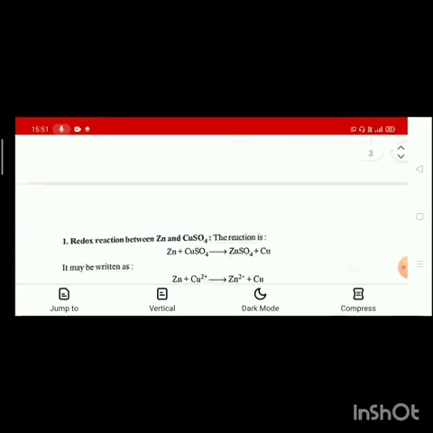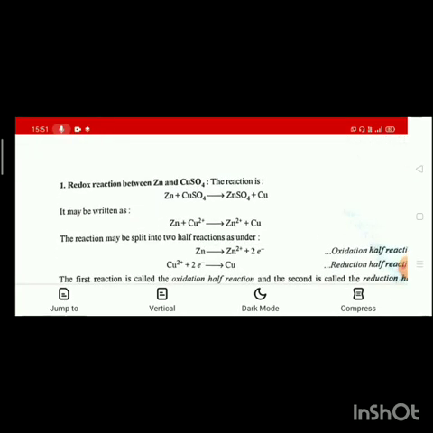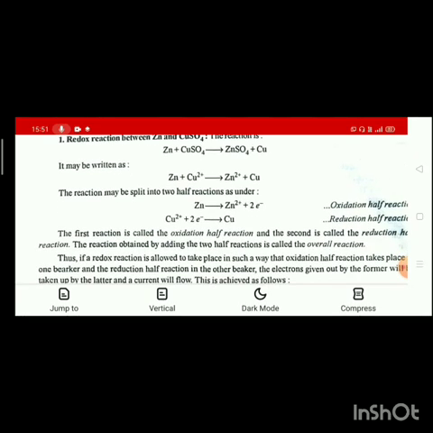How a redox reaction can be used to produce electrical energy, leading to the formation of an electrochemical cell, can be understood by taking the above two examples of redox reactions again. Redox reaction between zinc and copper sulfate: zinc plus copper sulfate to form zinc sulfate plus copper; zinc plus copper 2+ ion to form zinc 2+ plus copper. The reaction may be split into two half reactions as under: zinc to form zinc 2+ plus 2 electrons, copper 2+ plus 2 electrons to form copper.